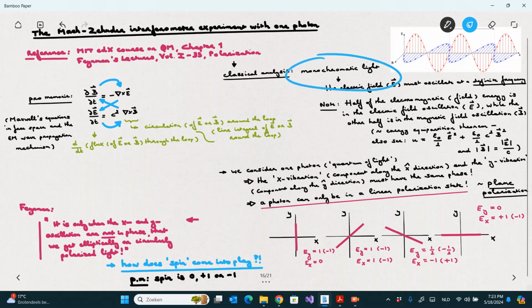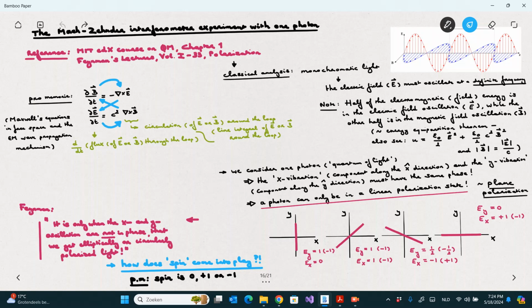In a classical analysis, we will analyze not the light that we see. We will analyze a monochromatic light, where the electric field, we know light is an electromagnetic oscillation, oscillates at a very definite frequency, which is a color in the visible spectrum and a color in the invisible spectrum as well, X-rays or whatever.